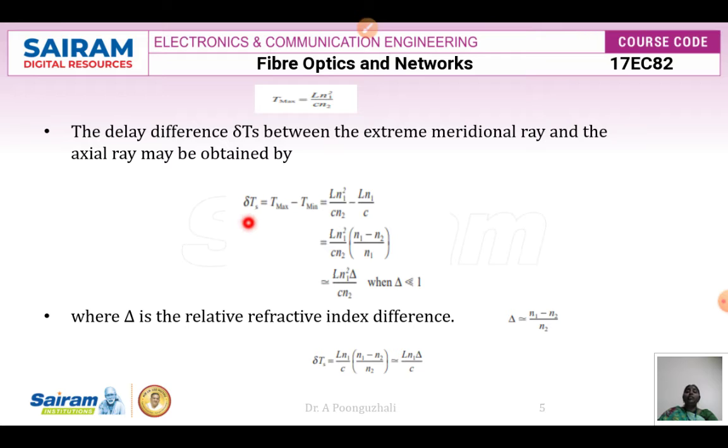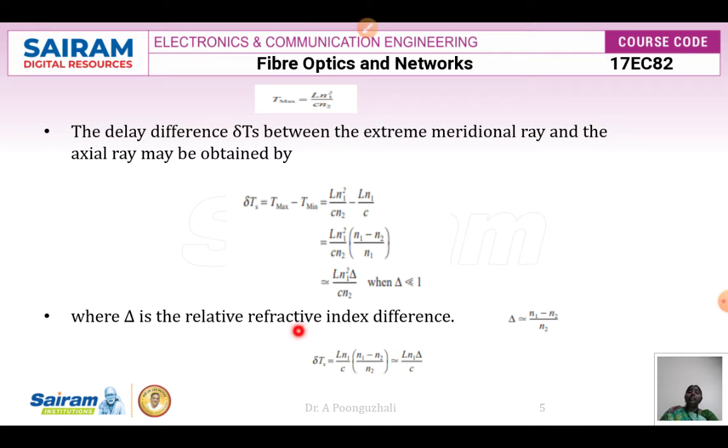Now we want to find the delay difference, del Ts. The delay difference between the extreme meridional ray and the axial ray is given as T max minus T min. T max is L n1 square by C n2, and T min is L n1 by C. If I take out L n1 square by C n2 outside, I can write it as n1 minus n2 by n1. This is nothing but the refractive index difference. We know that it is n1 minus n2 by n2, which I will write as del, and this n1 we can take outside. So L n1 square del divided by C n2.